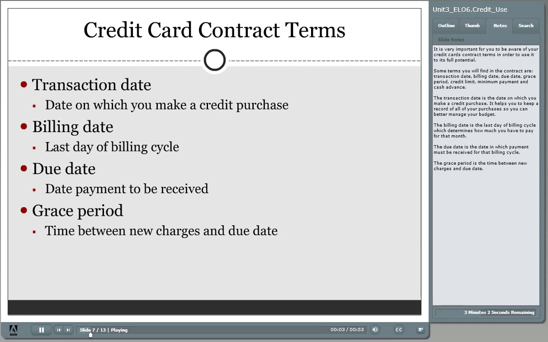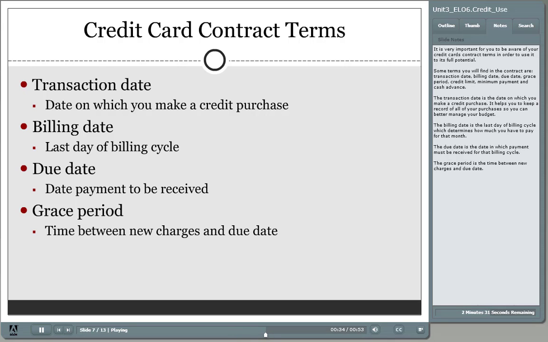It is very important for you to be aware of your credit card's contract terms in order to use it to its full potential. Some terms you will find in the contract are transaction date, billing date, due date, grace period, credit limit, minimum payment, and cash advance. The transaction date is the date on which you make a credit purchase. It helps you to keep a record of all your purchases so you can better manage your budget.